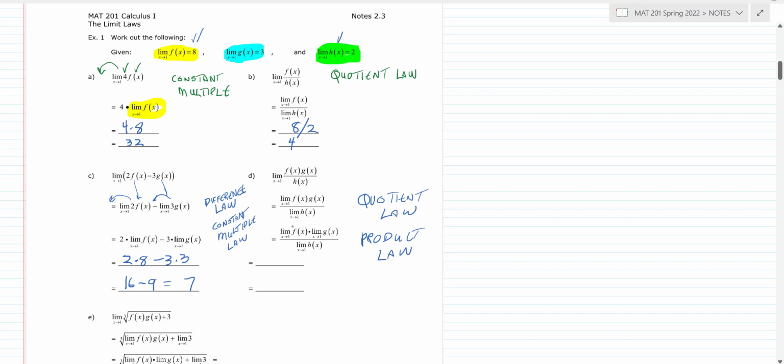And when I do the product law, notice that I break up that numerator into limit of f of x times limit of g of x like that. Okay, that's as far as I can break it up. And then I'm ready to just go through and get everything.